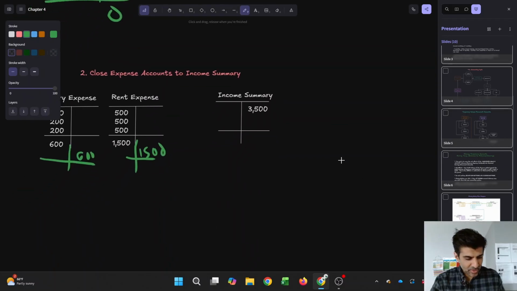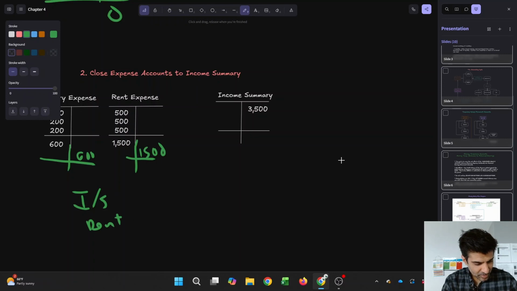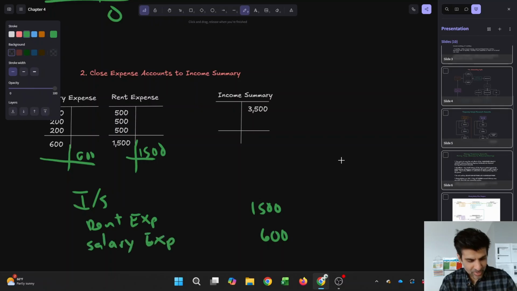So I know I'm going to have income summary. There's going to be some debit, but I have my credits at least: to rent expense, and a 1,500 credit to salary expense. So how should I get this journal entry to balance? How much should I debit to income summary? 2,100, right? Good.